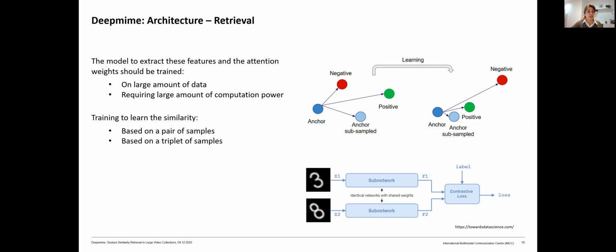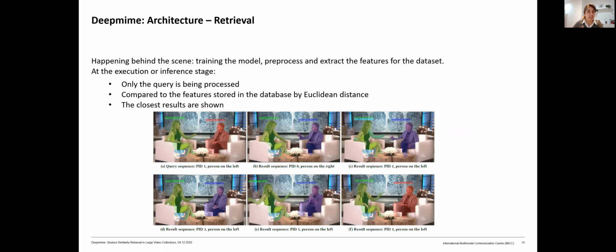And there is another way of training the network, which is based on the Siamese network, which takes a pair of videos, and based on the label of whether these 2 samples are similar or not, tries to minimize or maximize the distance between them. And this is all that is happening behind the scenes. So we train the model beforehand, and we process and extract the features of the data set and video collection that we have in the background.